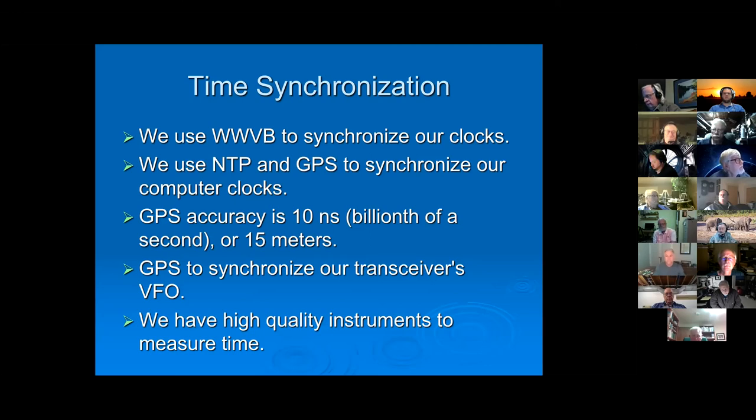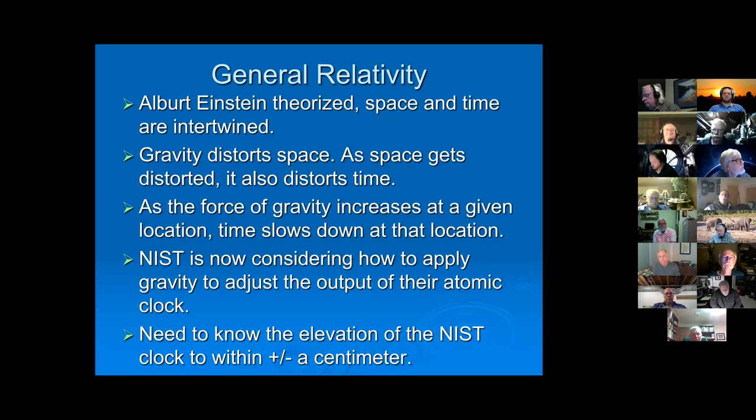So here's one that is going to twist your mind. This is the end of my presentation here. Albert Einstein theorized that space and time are intertwined. They're mixed together. So gravity distorts space, and as space gets distorted, it also distorts time.